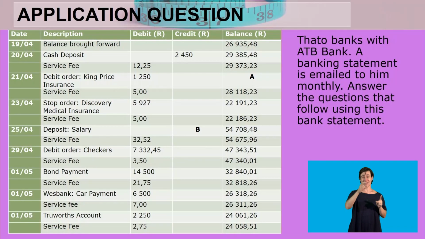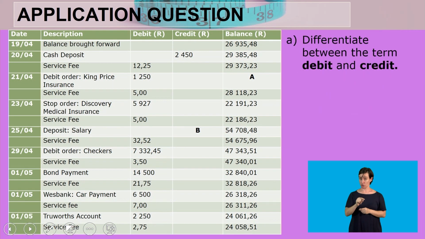Now let us continue by looking at the application questions. Thato banks with ATB Bank, of which a banking statement is emailed to him on a monthly basis. Answer the questions that follow using this bank statement.